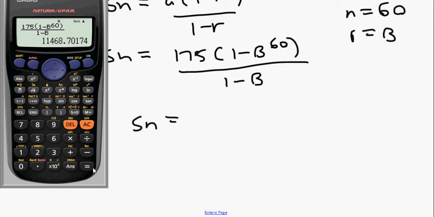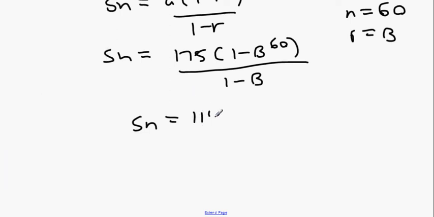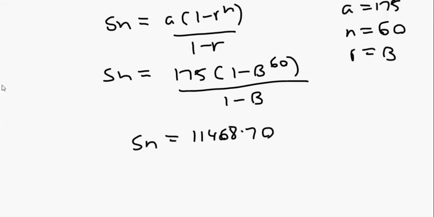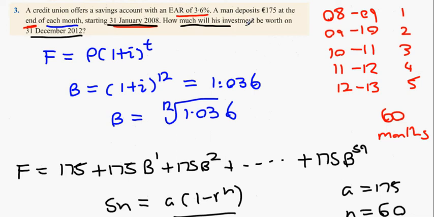And what we get here is 11,468.70. So 11,468.70, and that's our amount, our full amount. That's how much the investment will be worth at the end of the couple of years.